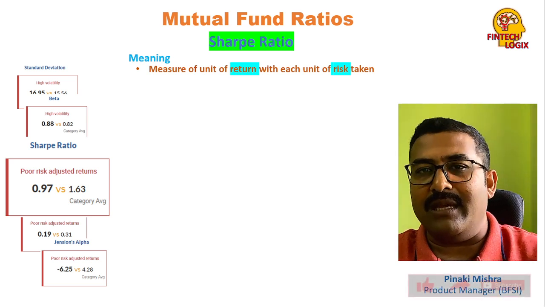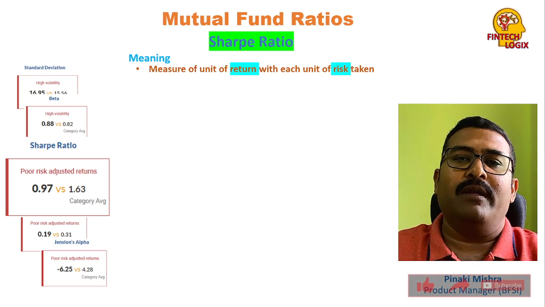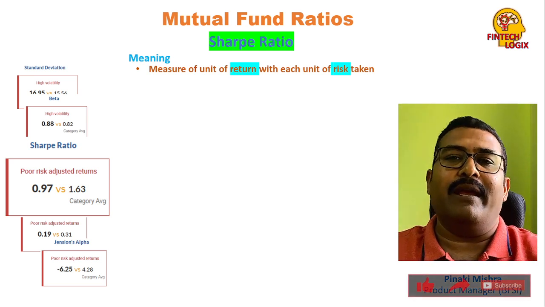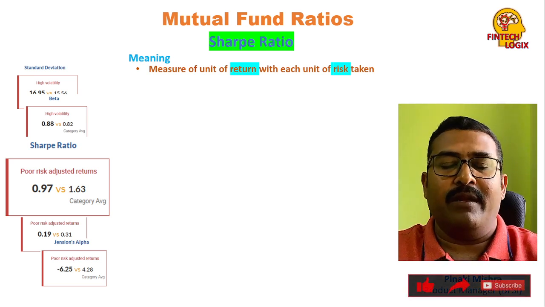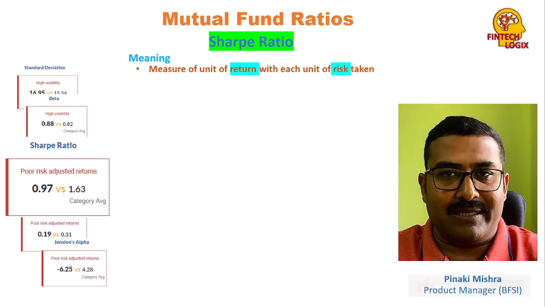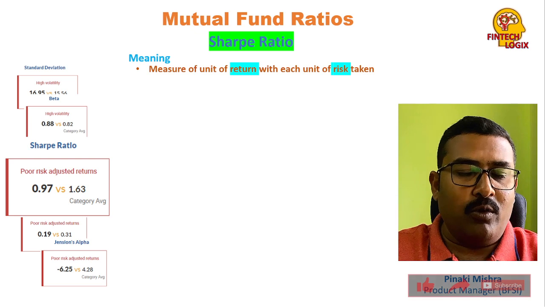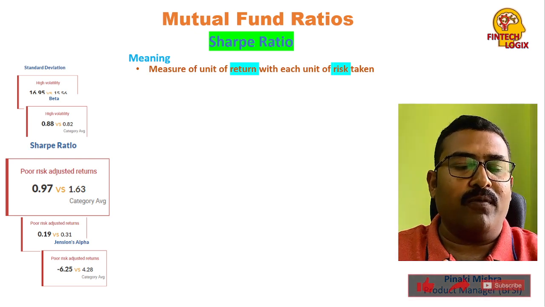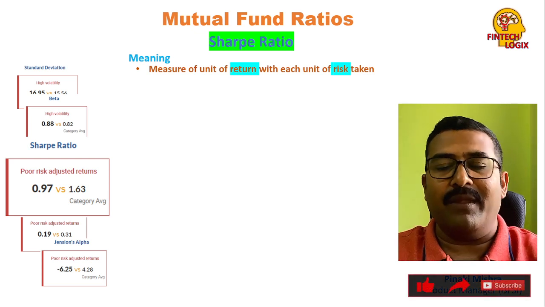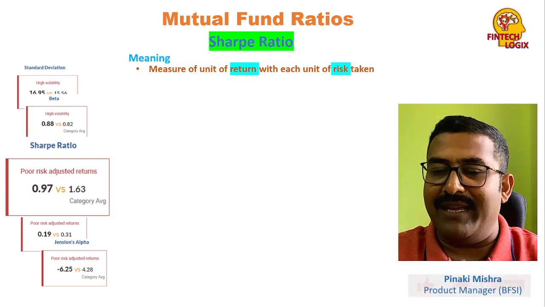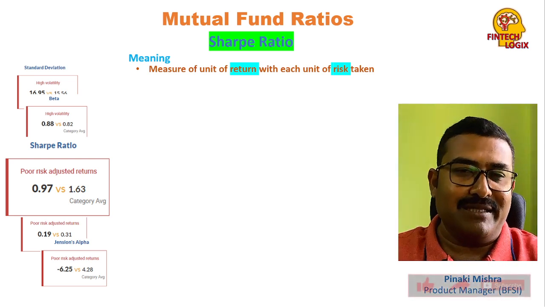So this is nothing but a ratio that tells us whether it is justified to take the amount of risk to make a certain return or not. So we are correlating your risk and return. That is why this is very critical to make any decision.